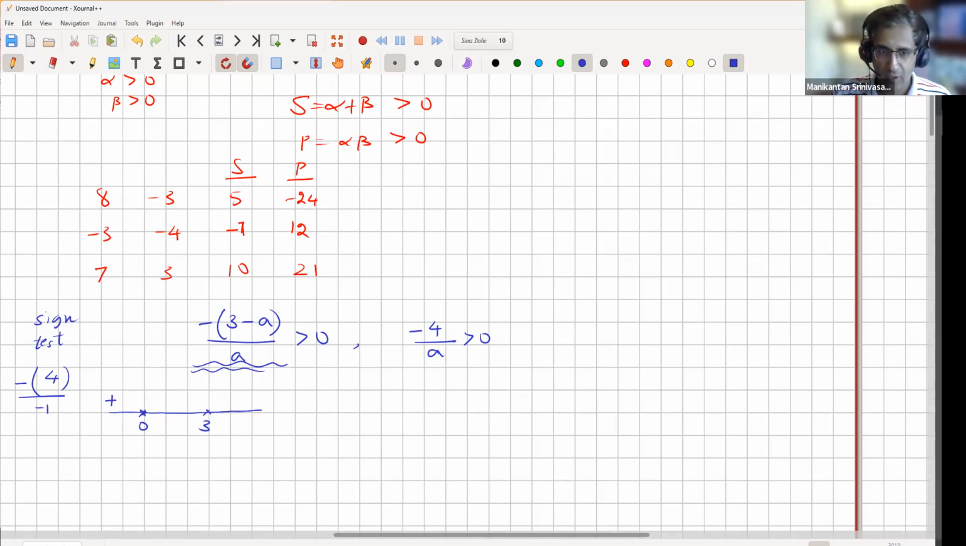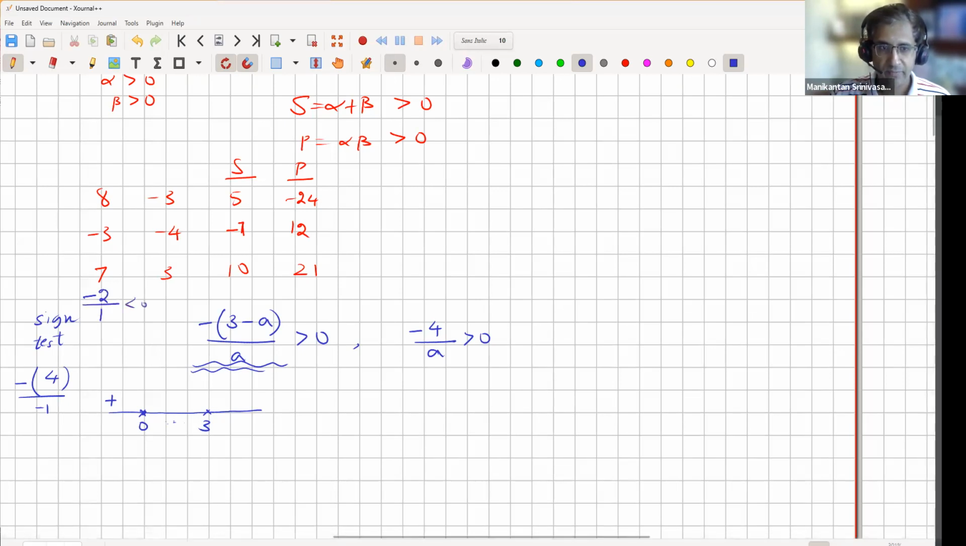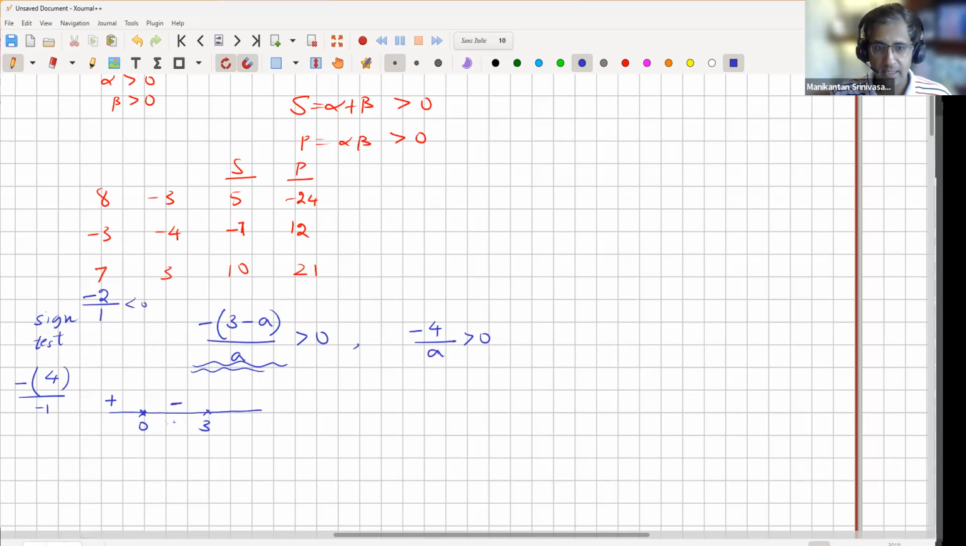But let's verify that. Now I'm in the second region, between 0 and 3. Let's say a equals 1. The numerator would be minus of 3 minus 1, which is minus 2, upon a, which is 1. Sure enough, it's negative in this region. Now take a number in the third region to the right of 3, say a equals 5. Then we have minus of 3 minus 5, which is minus of minus 2, which is 2, upon 5, which is greater than 0. So the values of a that make the sum greater than 0, which is what we want, are a less than 0 or a greater than 3.